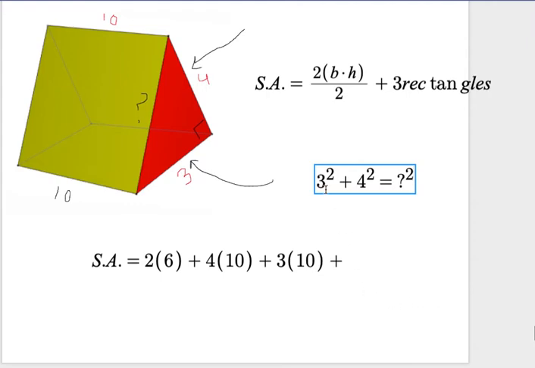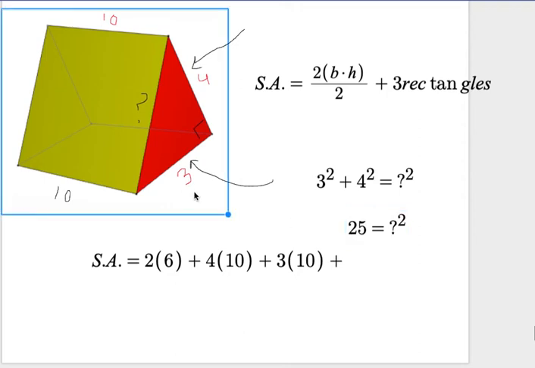That looks to be 9 plus 16, which is 25. So I'm now going to have 25 equals question mark squared. So what would that be? What number squared is 25? That's right, that must be 5. Okay, so this must be 5.